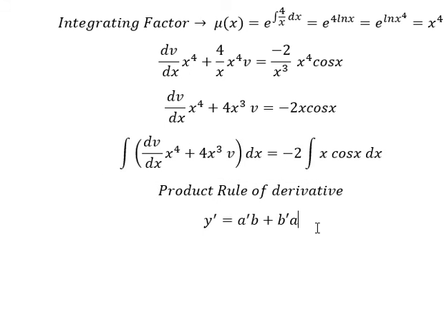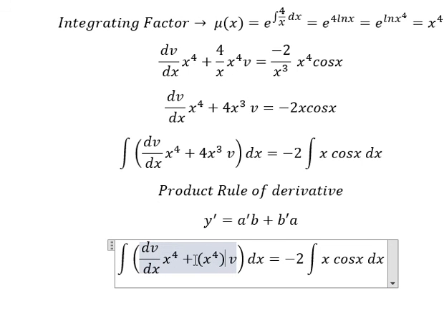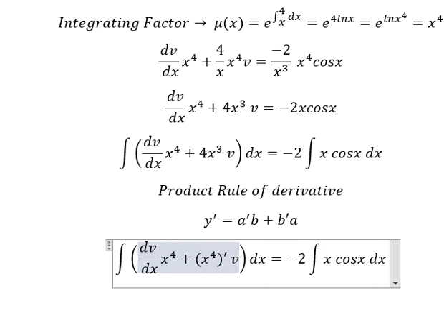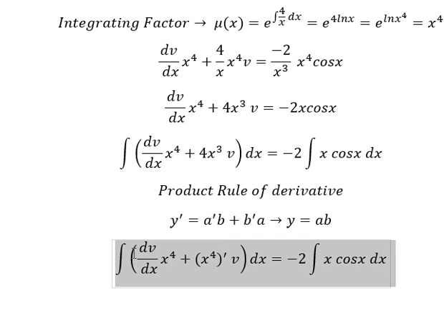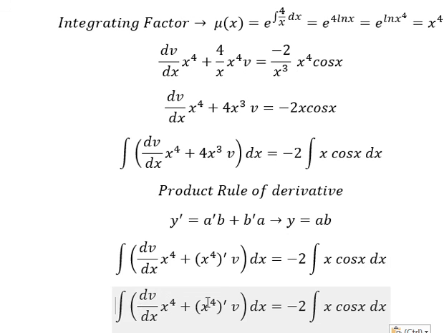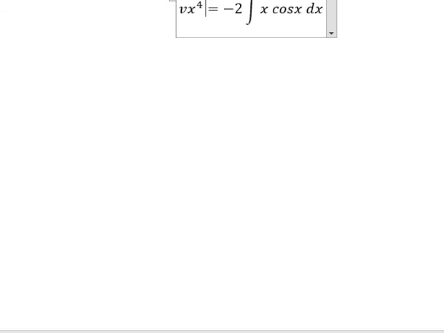So this one is the first derivative of a multiplied by b. This one is the first derivative of b multiplied by a. So the integration of this one, we have y equals ab. So the integration of that one, we have v s to the power of 4. Now I will concentrate on this one.